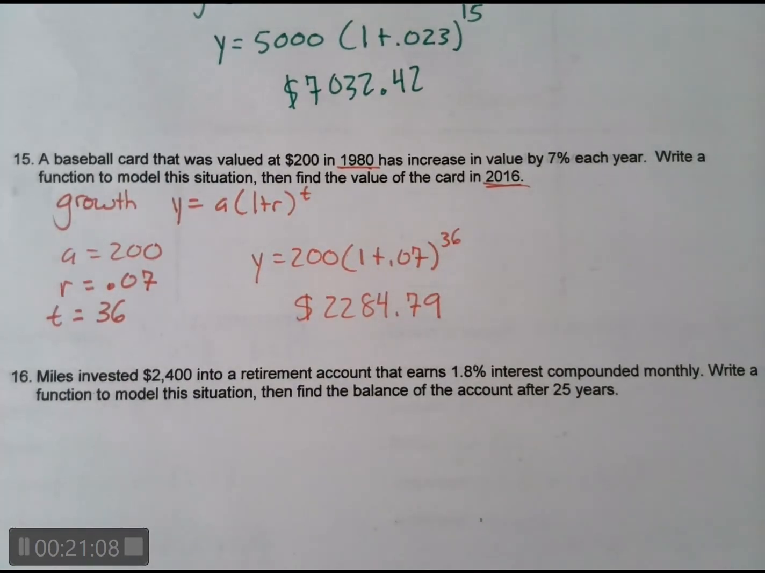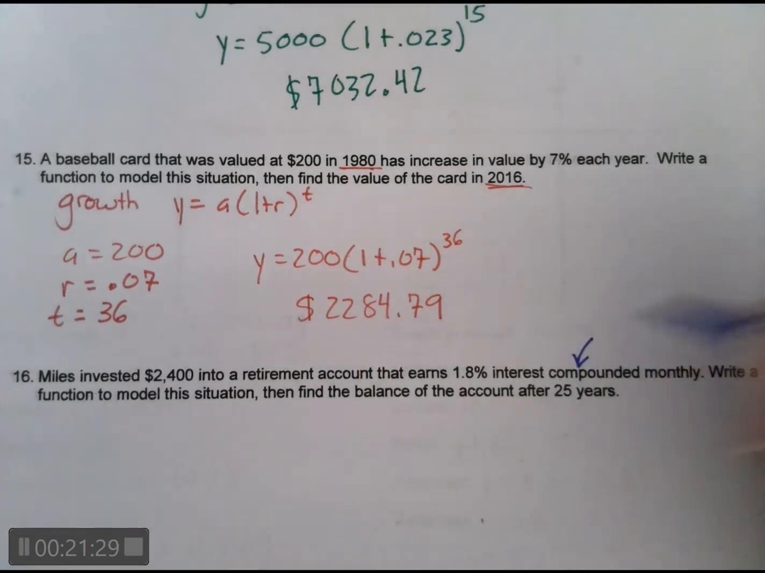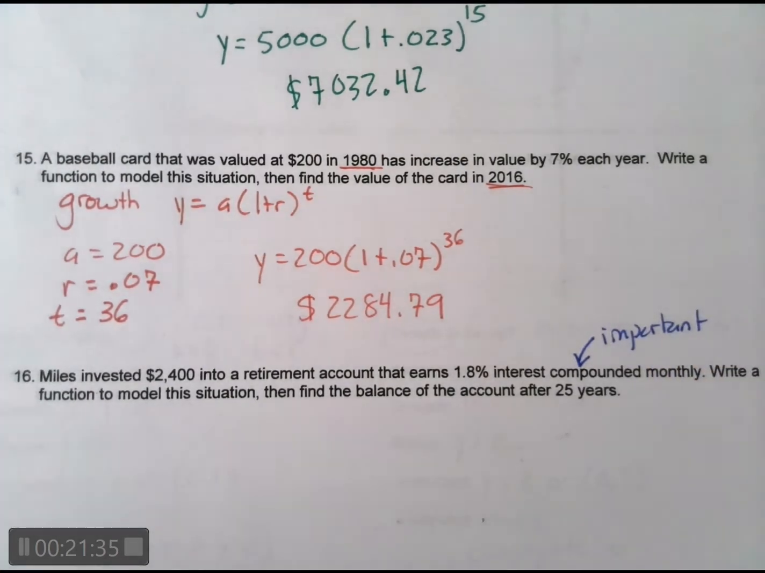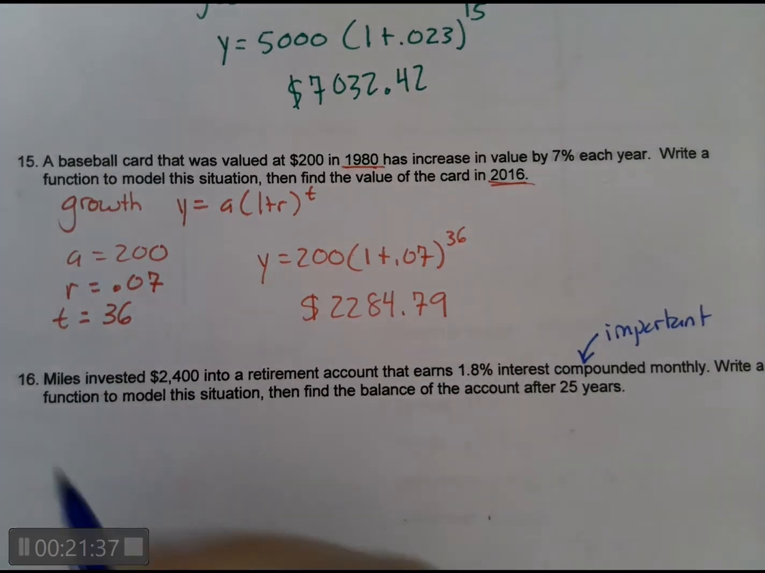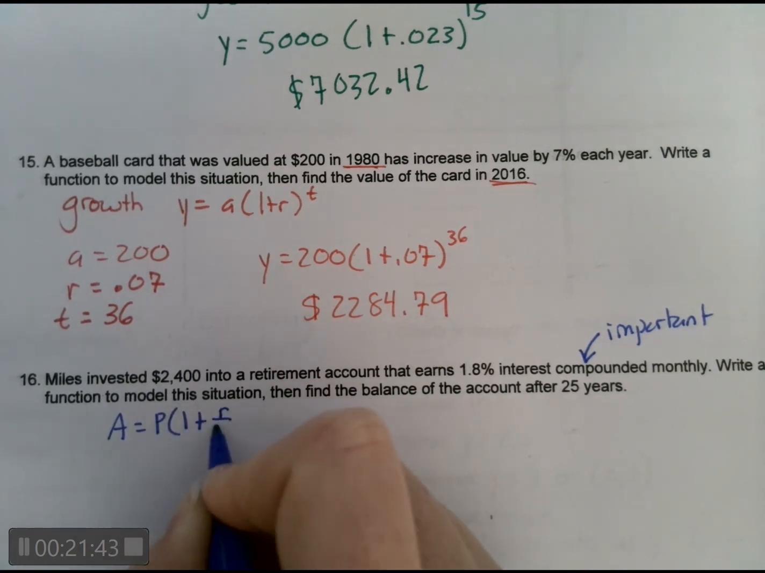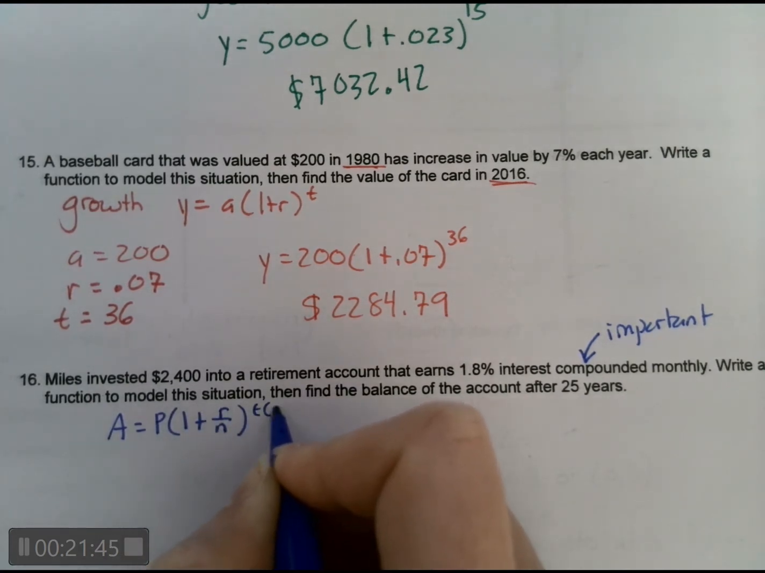Alrighty, for 16, Miles invested $2,400 into a retirement account that earns 1.8% interest compounded monthly. Write a function to model this situation and find the balance of the account after 25 years. So we have a very important word here. It's compounded. So that means we are going to use our compounded equation. So we have A equals P times 1 plus r over n to the t times n.